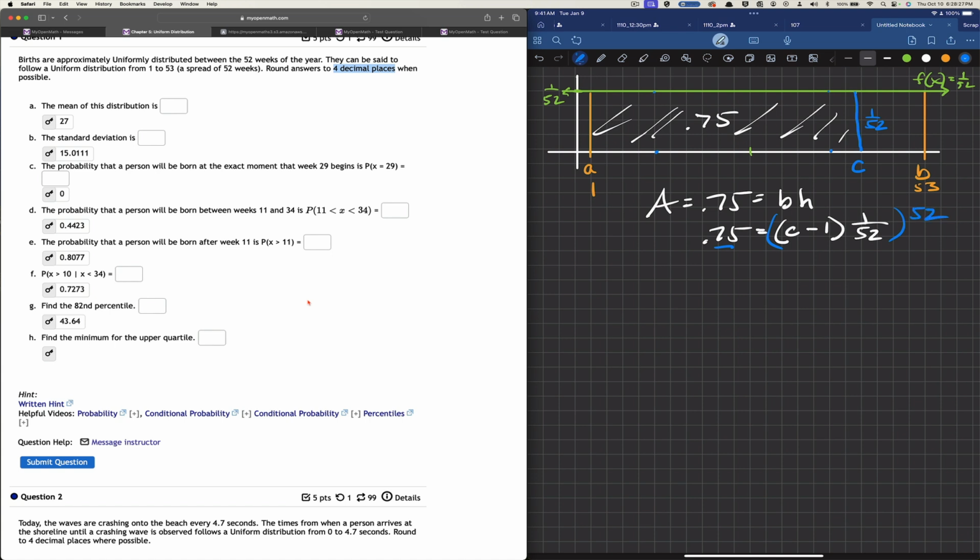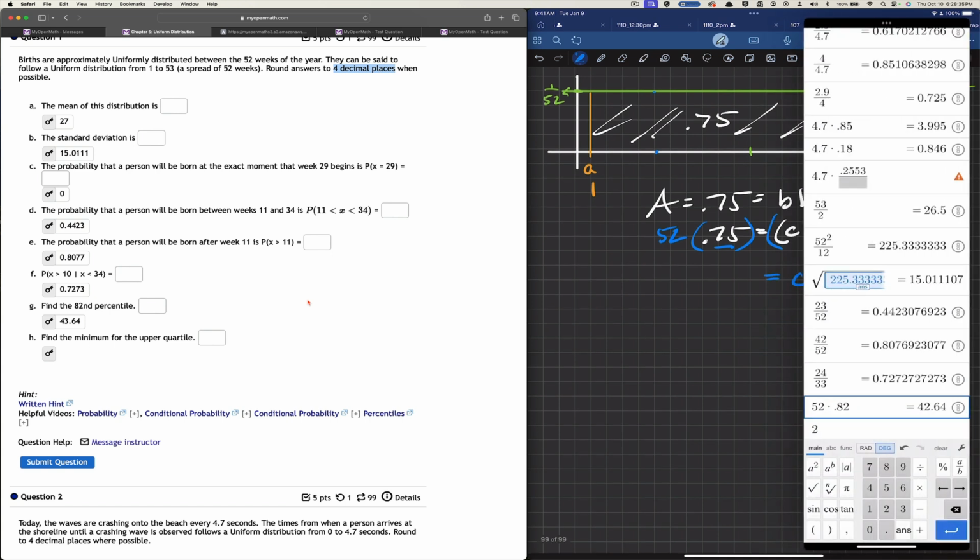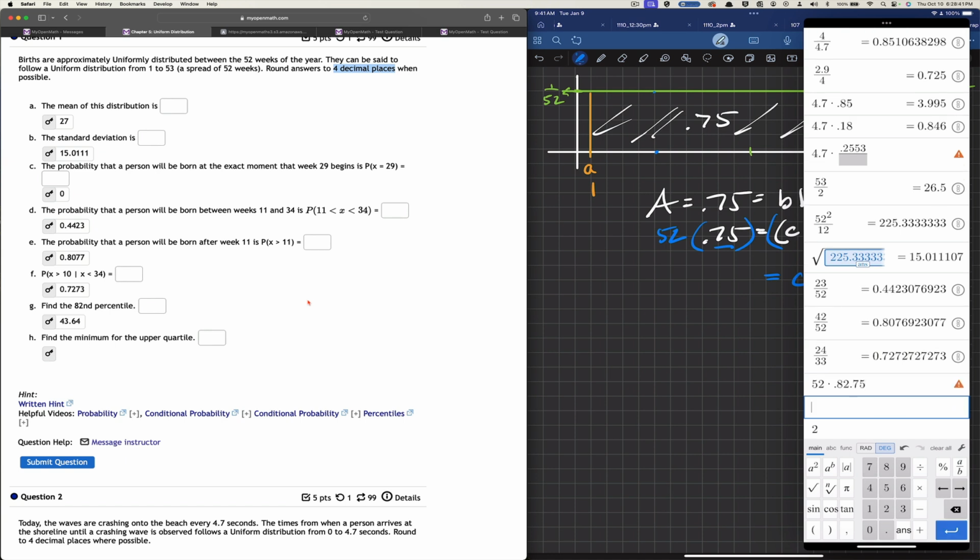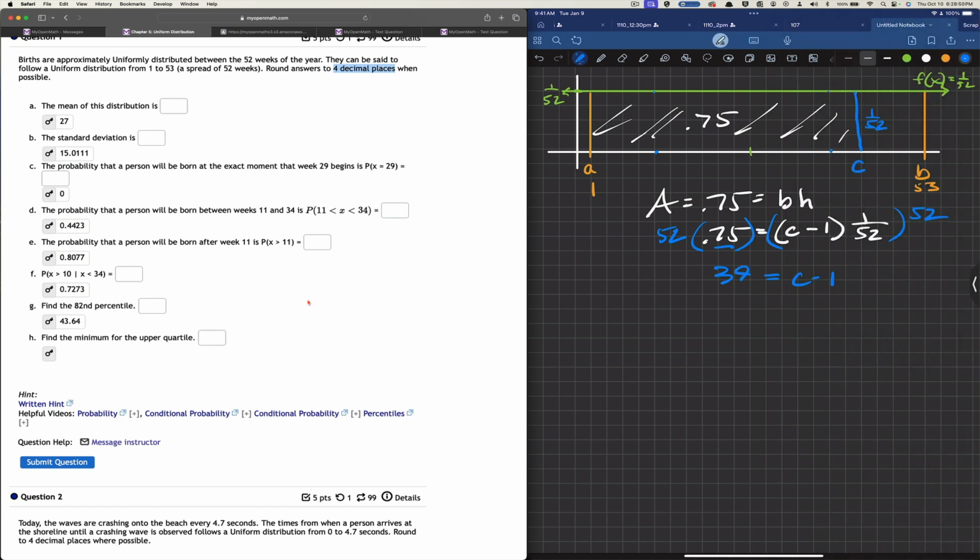I'm going to multiply both sides by 52. On the right-hand side, I get C minus 1. On the left-hand side, instead of keeping 82% of 52, I'm keeping 75% of 52. Oh, I can just back this in and put 0.75 there, and this is 39. And then when I add 1, I get C is equal to 40. So the answer to this part should be 40.